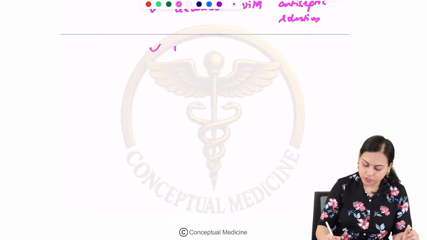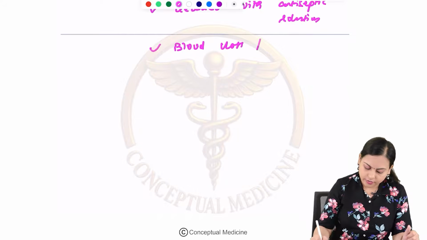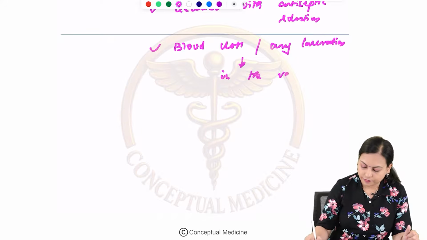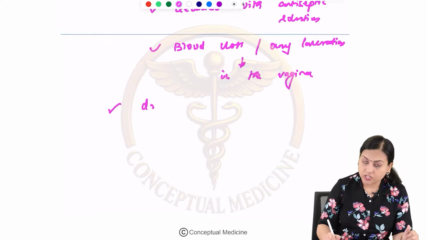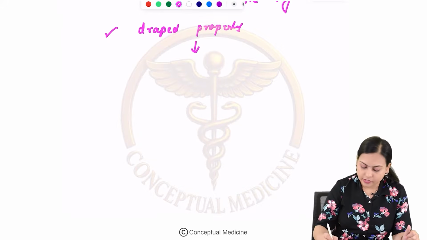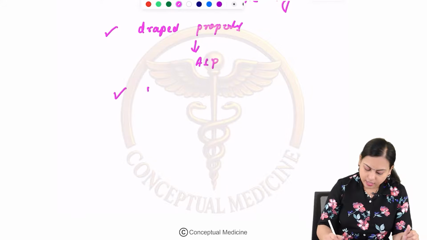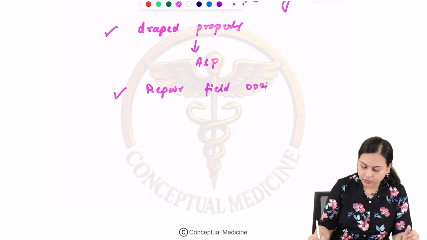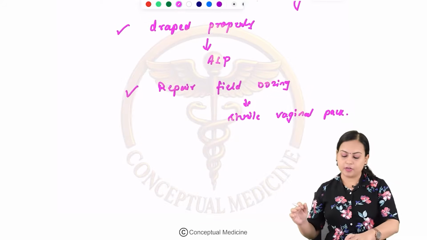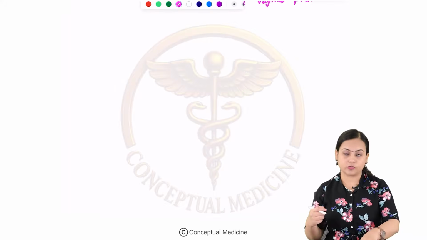Then please do check for blood clots or any lacerations that are present in the vagina. The patient has to be draped properly and repair should be done under strict aseptic precautions. If the repair field is oozing blood, then you can keep a sterile vaginal pack also, which can be placed high up to stop the blood from interfering with the suturing site, right?